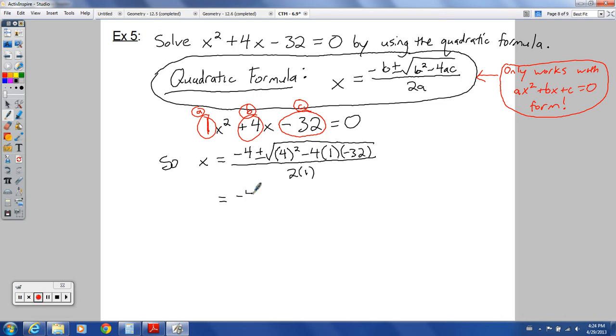Now we have negative 4 plus or minus the square root of 16. You'll have a negative times a negative here and a positive here. So negative times negative will make a positive. 4 times 1 is 4, and then 4 times 32, that's going to give me 128. So I have that all over 2 times 1 is just 2.